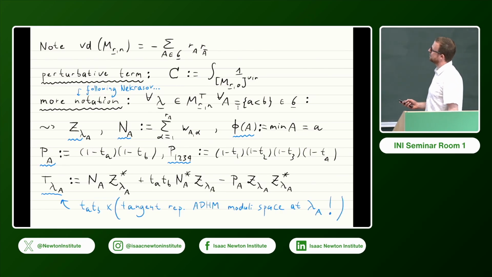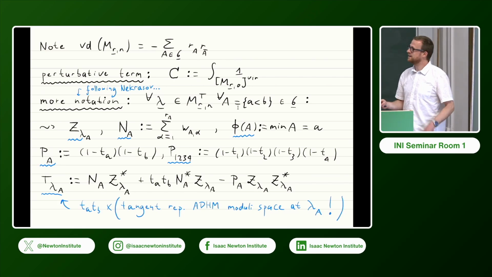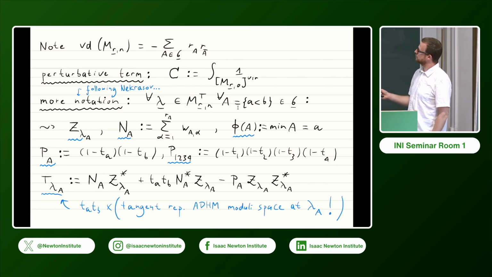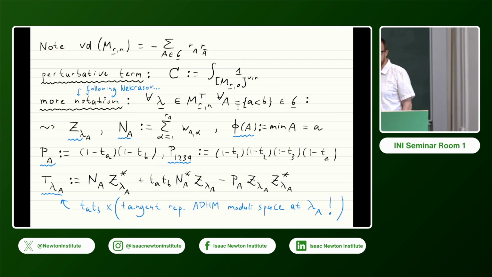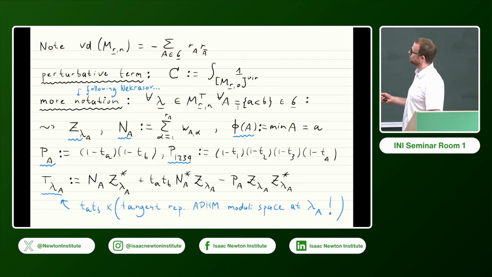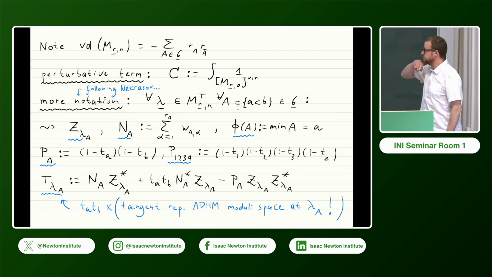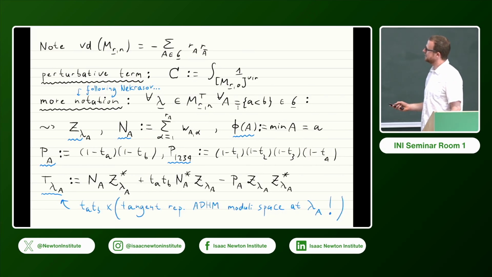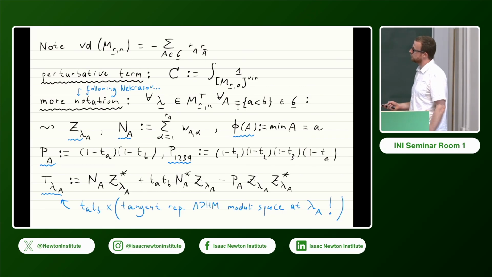In fact, we give a name to the first invariant. If we put instanton number 0, we get some constant, which we call C, and physicists often call this the perturbative term. Now, apologies for some more notation, which is due to Nekrasov.